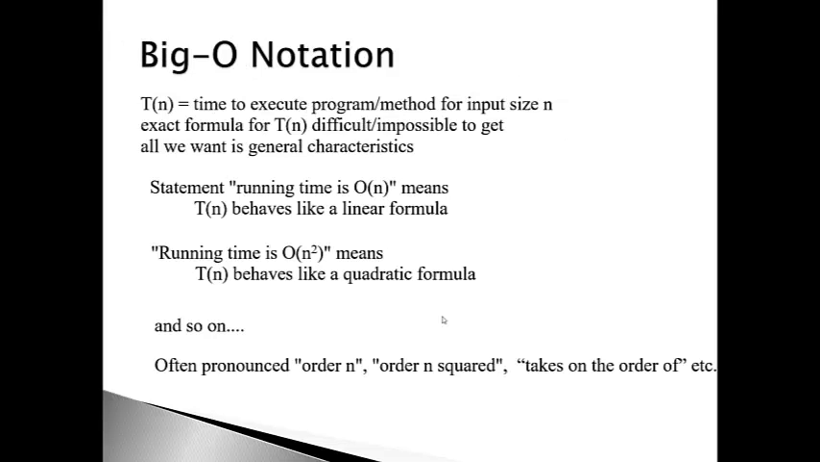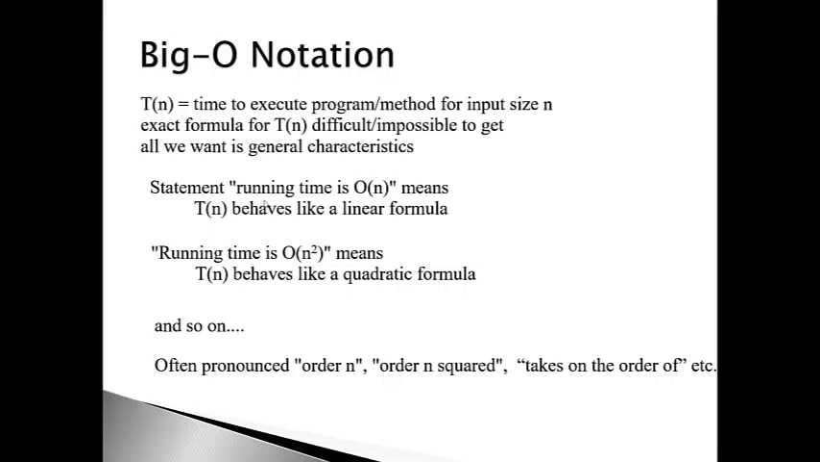So we've already talked about this. T(n) represents the time to execute the program for some problem size or input size n. But the exact formula for this T(n) is difficult, if not impossible, to get. We don't want to count all of these operations. All we want is general characteristics. So we come up with some kind of general characteristic for this algorithm to represent the computational complexity.